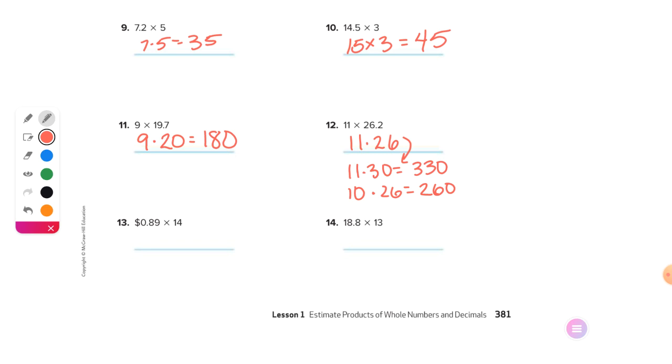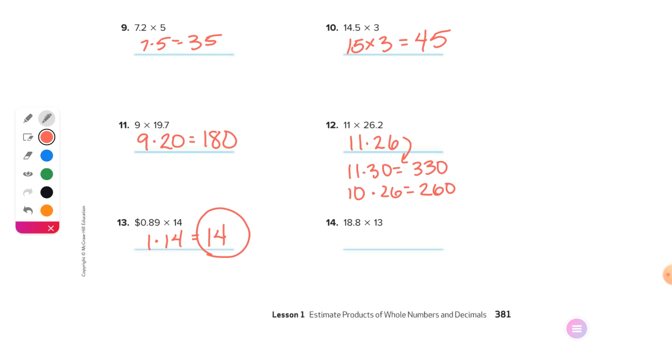That's not quick, okay? So if I would say, Parker, what's 11 times 26? You'd say 286. No. Okay, we're rounding. We're not finding actuals, okay? Number 13, 89 cents times 14. Kaden, what did you round that to? I rounded 0.89 to 1 times what? 14. 1 times 14 is what, Kaden? 14.